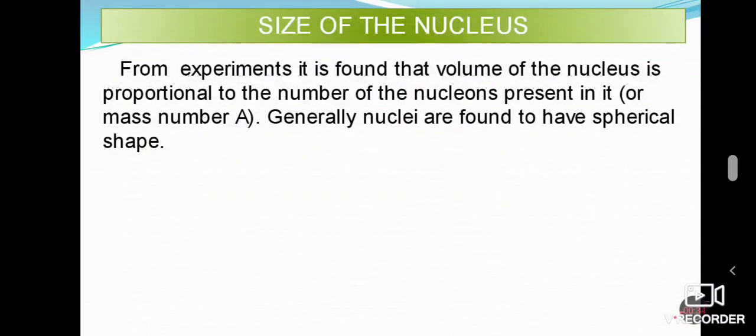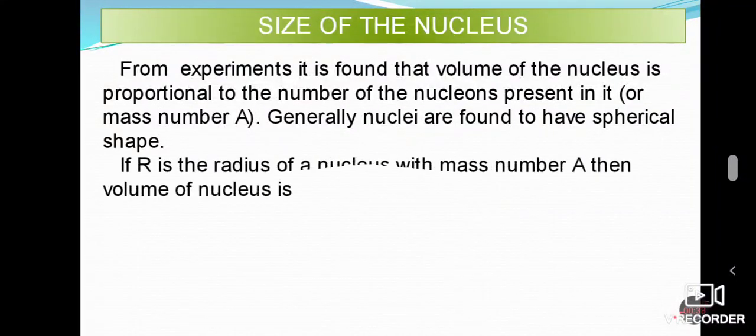Generally, nuclei are found to be spherical in shape. If R is the radius of the nucleus with mass number A, then the volume of the nucleus is given by the volume of the sphere, that is V equal to 4 by 3 pi R cube, where R is the radius of the nucleus. And we already know that volume is directly proportional to the mass number.